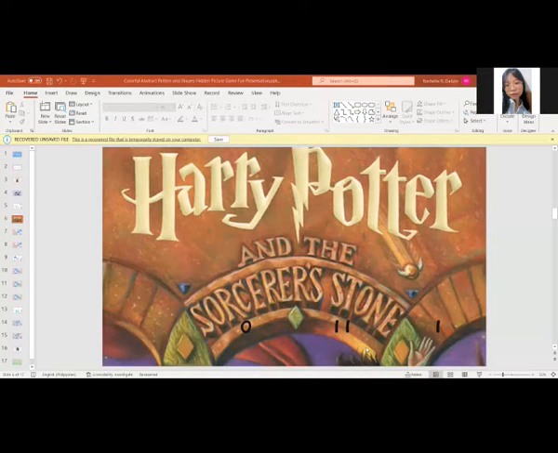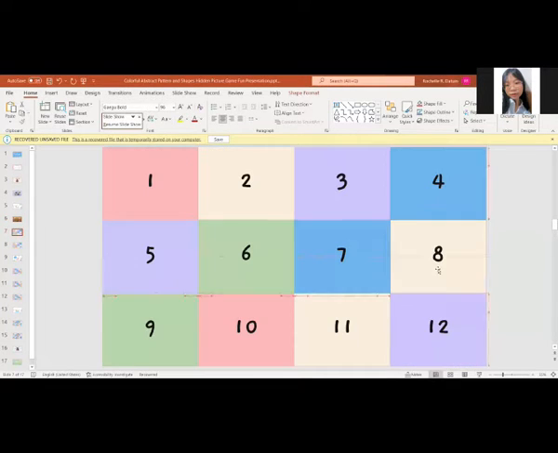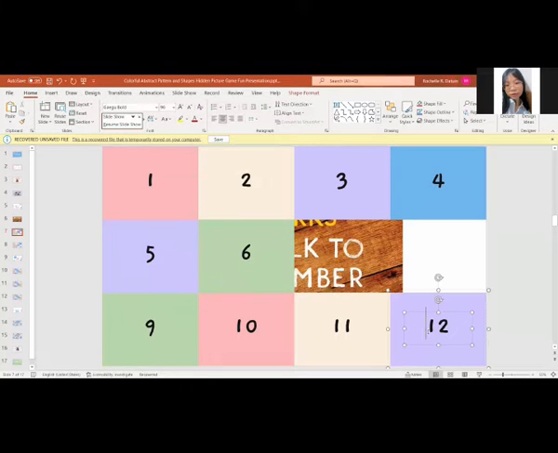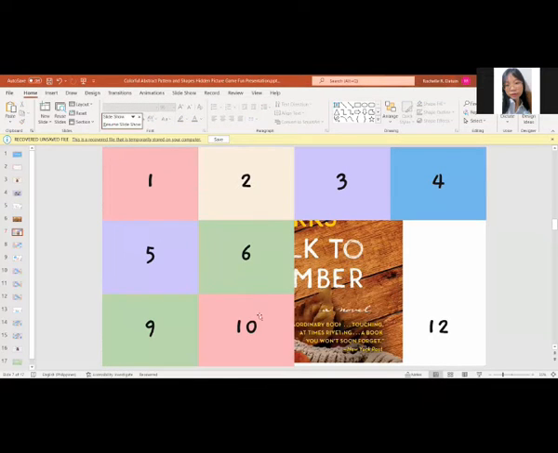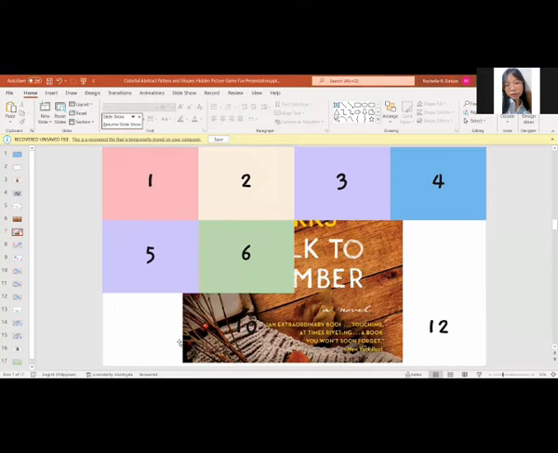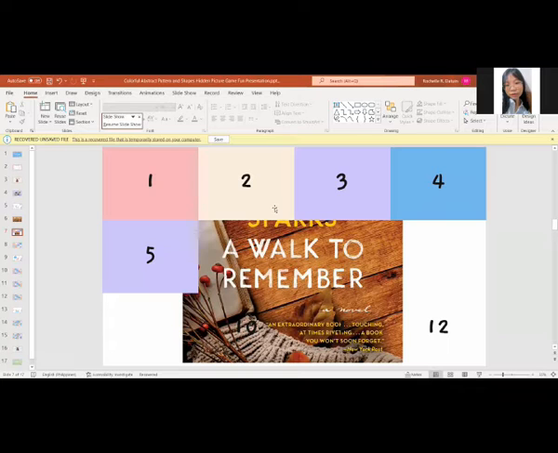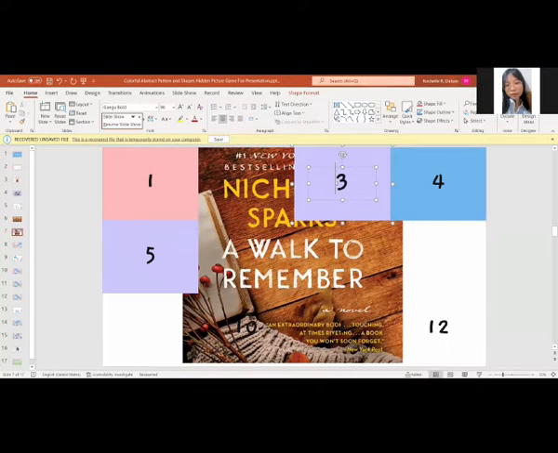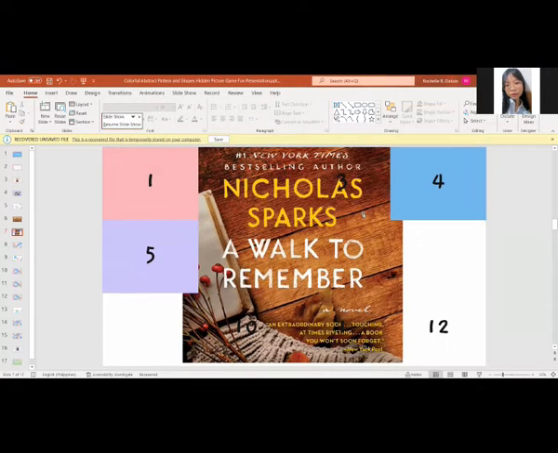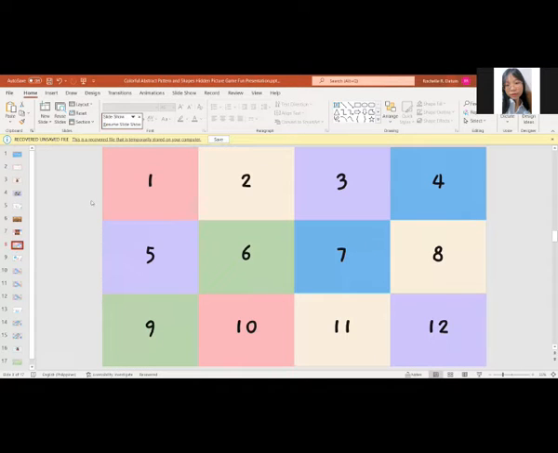Let's proceed to our second picture. What is this? Do you have any guess? What is this? Very good, Kate. This is A Walk to Remember by Nicholas Sparks. Next picture.